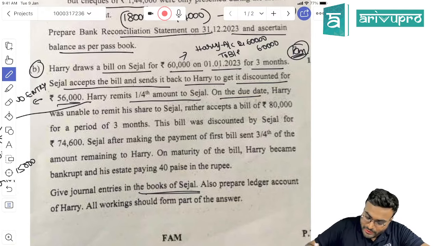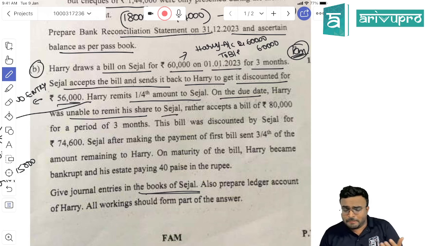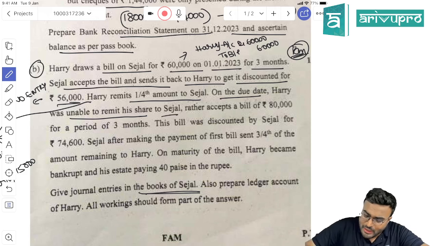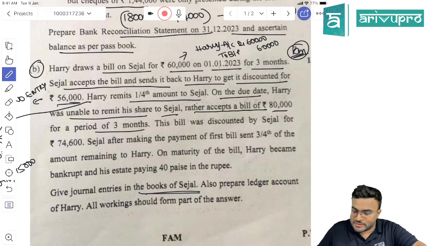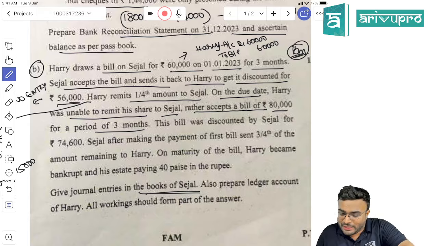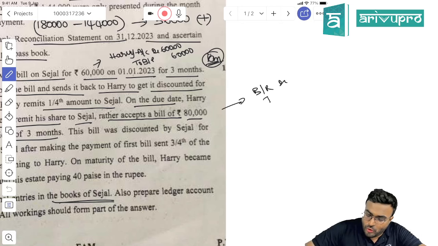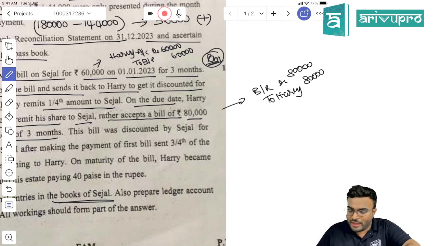On the due date, Harry was unable to remit his share to Sagel. On the due date, I was supposed to make the payment, but I'm not making the payment. Rather, he accepts a bill for 80,000 for a period of 3 months. I am supposed to get money from Harry. Harry did not give me the money. So what did I do? Now I drew a bill on Harry and he accepted the bill. So what will be the situation for me now? Bills receivable debited to Harry, 80,000.